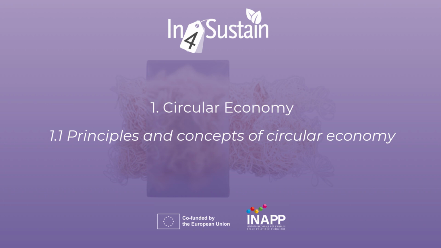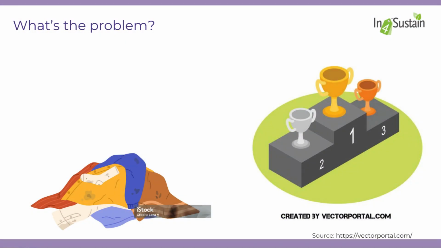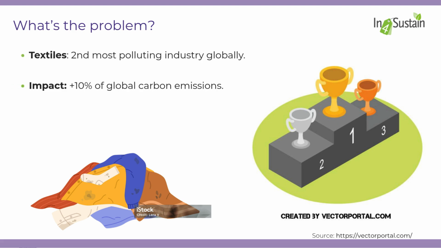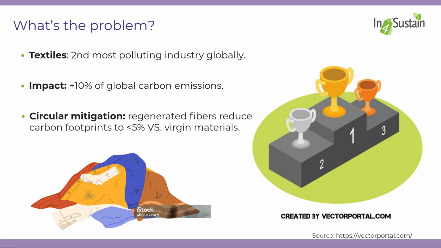Principles and concepts of circular economy. The textile industry is globally recognized as the second most polluting sector, trailing only oil. It currently accounts for about 10% of all global carbon emissions. However, circular strategies offer powerful mitigation. By shifting to regenerated fibers instead of virgin ones, we can slash that carbon footprint to less than 5%.